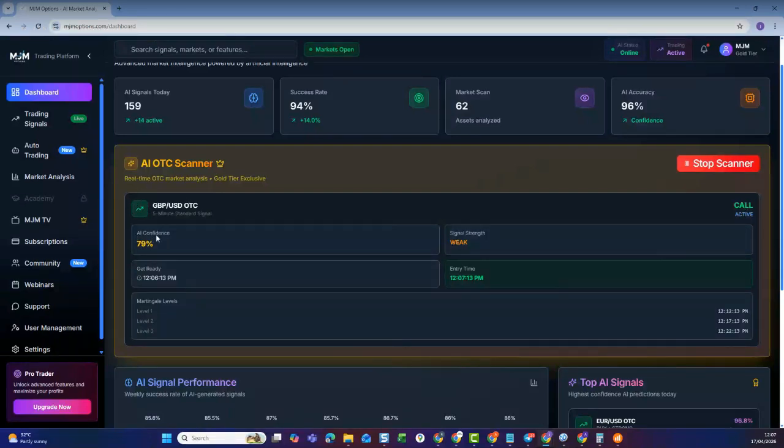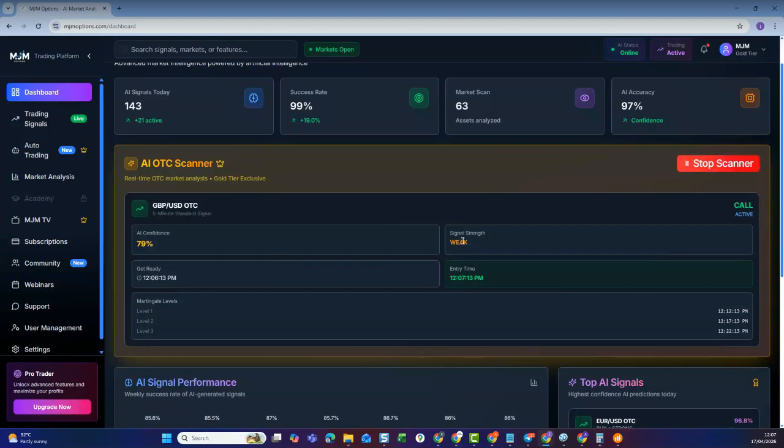You also see the AI confidence and the signal strength. These two determine what we use to take the trade. If you have AI confidence of 90%, 91, 92, 93, 94, 95, 96, 97, 98, 99, that is what we are looking for. Alongside the 90 to 99, we also want to see the signal strength of strong.